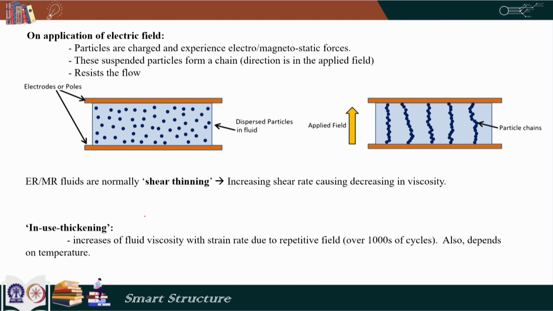However, they display something called in-use thickening. That means, if these fluids undergo a lot of cycles, that means if the actuation is turned on and off several times, the electric or magnetic field is cycled several times, then it may be large, like 1000 or more. So after that many cycles, the viscosity of the fluid increases, and that is called in-use thickening, which means that after several uses the viscosity increases.